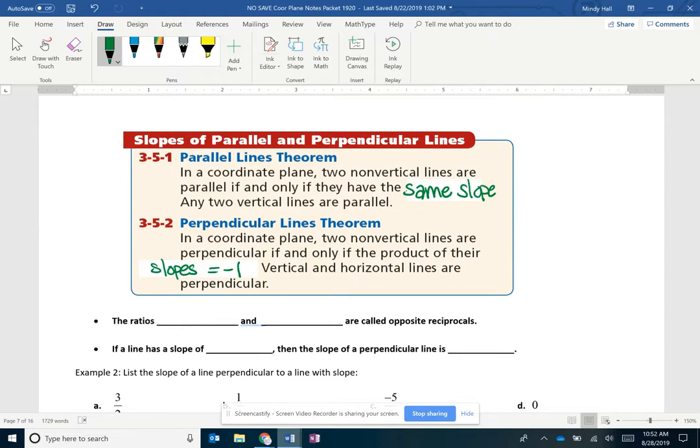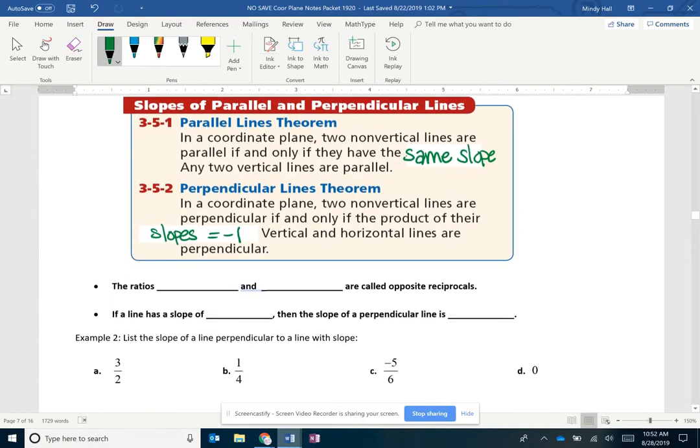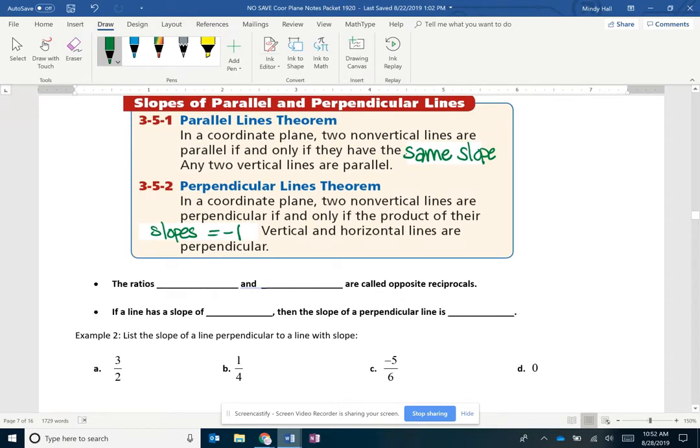Now, rather than multiplying your slopes together all the time, you can also just remember opposite reciprocal. So when you have A over B, your opposite reciprocal, opposite tells you to change your sign, and reciprocal tells you to flip. So we change the sign, positive becomes negative, and then we flip that fraction. And if you were to multiply these together, you would get negative 1. So perpendicular lines, they also just slope are opposite reciprocals.